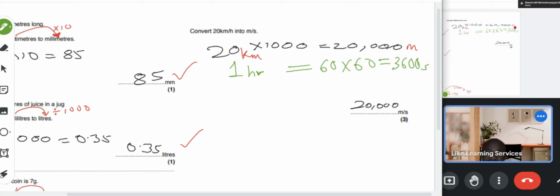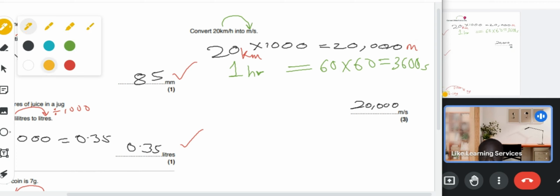So that's what you forgot to do. You got the one for kilometer to meter, but you also need to change hour to seconds. That's what I'm saying.